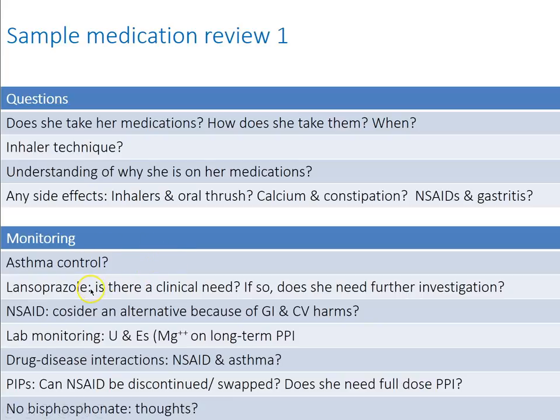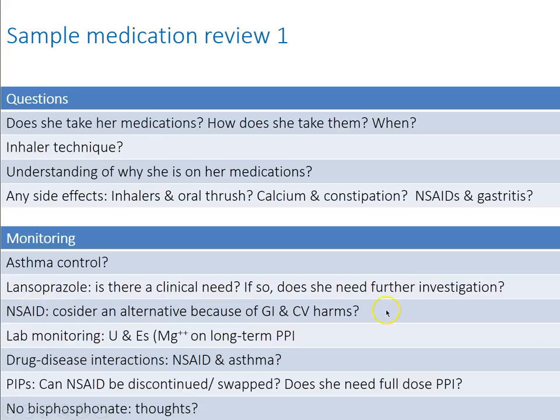Is there a clinical need for lansoprazole at full dose? And if she does still need it, then does this suggest that something underlying needs further investigation? Does she need an upper GI endoscopy? She's on a non-steroidal. There are two issues here. These drugs cause upper GI disturbances in the elderly people particularly, but also increasingly now we have become aware that they cause cardiovascular harms. So they lead to fatal and non-fatal cardiovascular events. Myocardial infarction, for example, unstable angina can arise de novo in an elderly person because they're taking a non-steroidal.